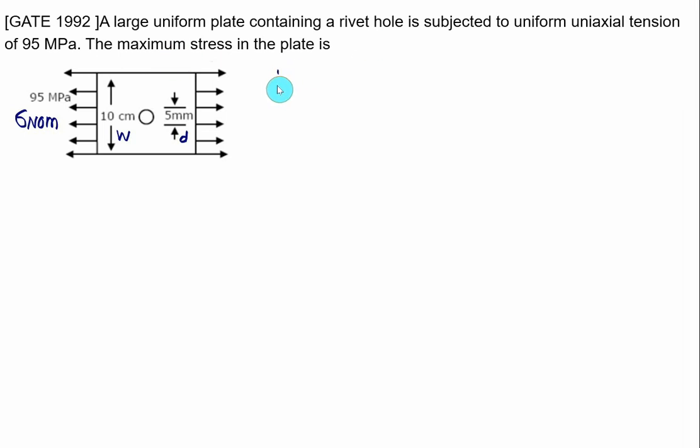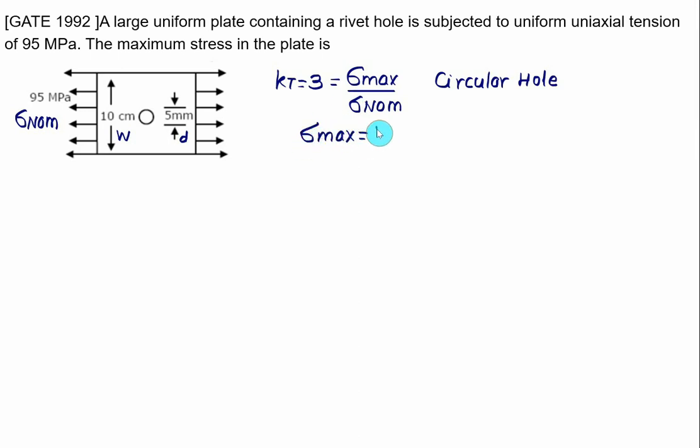So theoretically we have Kt equal to 3, which is the same as sigma maximum divided by sigma nominal. This is only valid in the case of a circular hole, and you have to use this value if the value is not provided. Otherwise you can read the value from the graph. So sigma max will be equal to 3 times the nominal stress, which is 95. So 3 into 95 will be equal to 285 megapascal. This type of question is normally asked in the GATE examination.